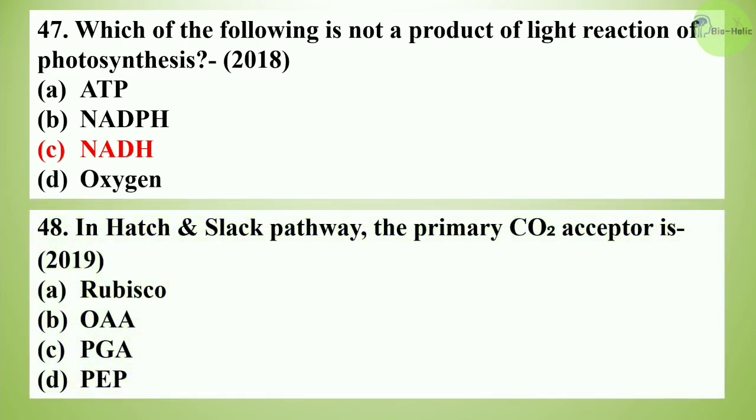Next question is, in Hatch and Slack pathway the primary carbon dioxide acceptor is Rubisco, oxaloacetic acid, phosphoglyceric acid or phosphoenol pyruvate. Phosphoenol pyruvate is involved in the Hatch and Slack pathway or the C4 pathway, and in this pathway it acts as the primary carbon dioxide acceptor.